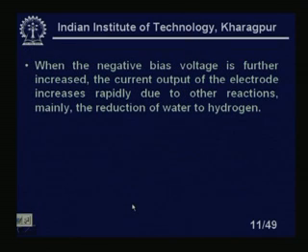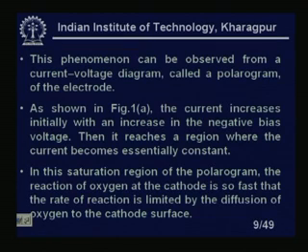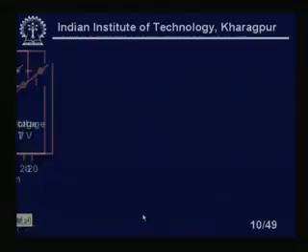When the negative bias voltage is further increased, the current output of the electrode increases rapidly due to other reactions. Let us go back. You see, as shown in the figure, the current increases initially with an increase in the negative bias, is it not? As you increase the negative bias, current increases, then it reaches a region where the current becomes essentially constant. In the saturation region, the plateau region of the polarogram, the reaction of oxygen at the cathode is so fast that the rate of reaction is limited by the diffusion of oxygen to the cathode surface. That is the reason I am getting a plateau or saturation region.